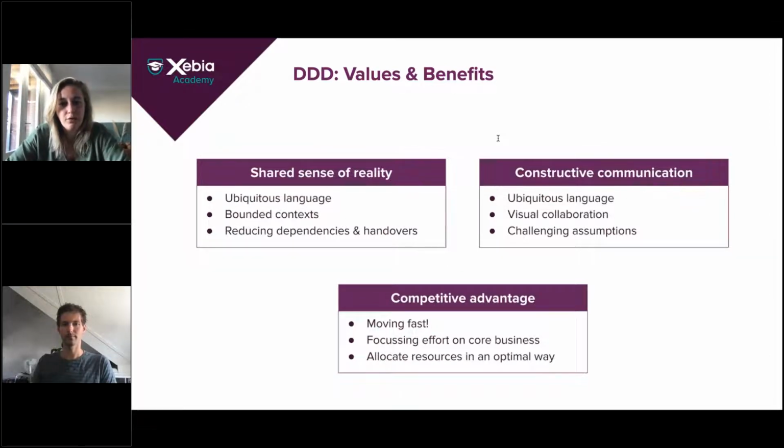And the last thing, the competitive advantage, what we see is that it helps organizations move faster, and it helps them focus effort on their core businesses. If you have that context map that we were talking about earlier, it will be easier to determine where your core business is, where your core areas are. And if you know that, then that will help you to allocate your resources in an optimal way. And of course, that has a whole lot of other benefits. But these are some things that we see in practice where we come that we feel are very valuable when it comes to embracing domain-driven design.